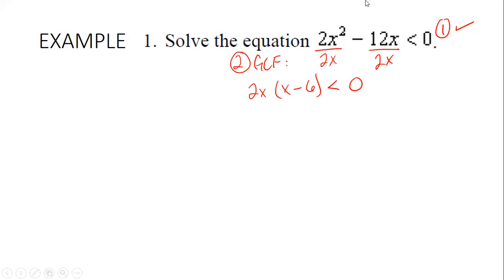Questions about step 2? Still good? All right. Now we're on to step 3. Step 3 is you're going to take each factor and set it equal to 0. So I have 2x equals 0, and I have x minus 6 equals 0. And solve for x. So here, x is obviously 0. And here, x is positive 6. So I would have to add 6 to get x by itself.